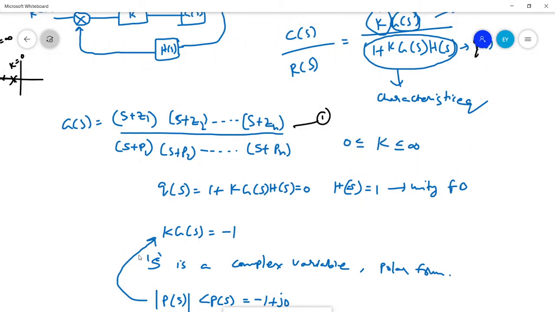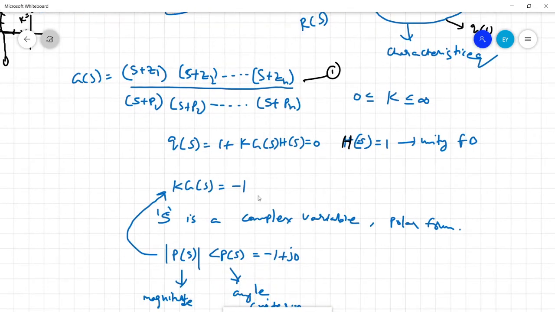So what is the characteristic equation of the closed loop transfer function? The characteristic equation of the closed loop transfer function is the denominator factor equated to 0. You are equating this denominator factor to 0, we get the closed loop characteristic equation, right? So from here, the characteristic equation is q of s, and q of s is given as 1 plus k into G of s H of s. For unity feedback, H of s is equal to 1. Therefore k into G of s is equal to minus 1 from here, right?